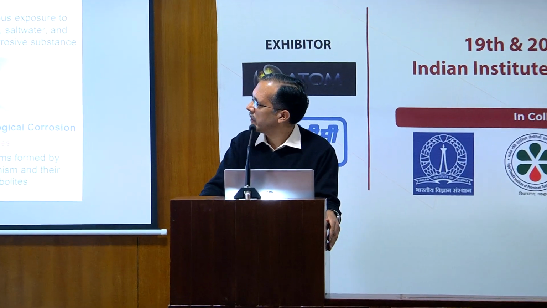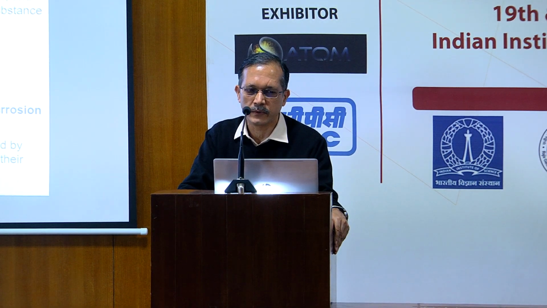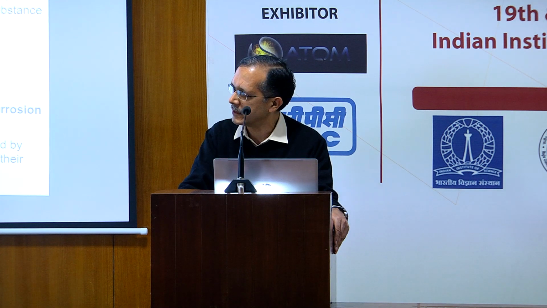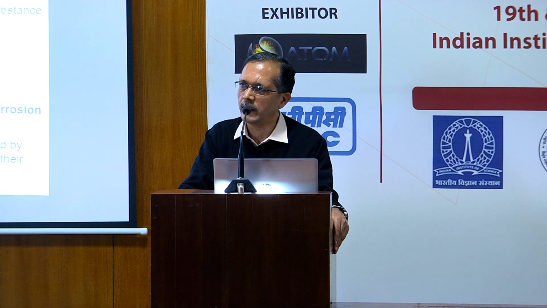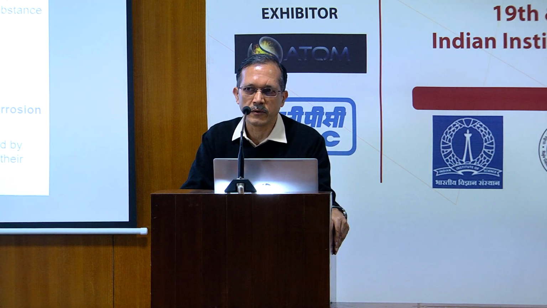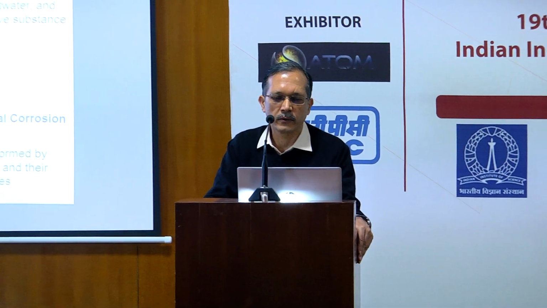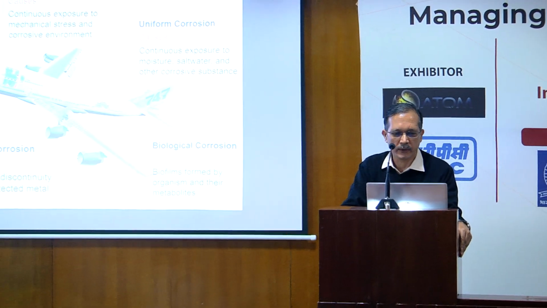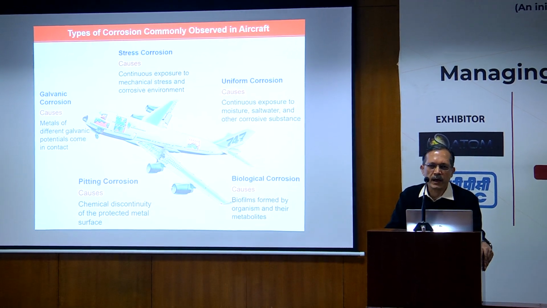So in the aircraft, there are a large number of corrosions. So I have listed only the most important of them. For example, the stress corrosion, wherein there is continuous exposure to mechanical stress and a corrosive environment. Then the uniform corrosion, we also have the galvanic corrosion, because two dissimilar metals are joined at various places. The pitting corrosions, fretting corrosion I have not included, but that is also one of the most important aspects, which is one of the major issues, and the biological corrosion.